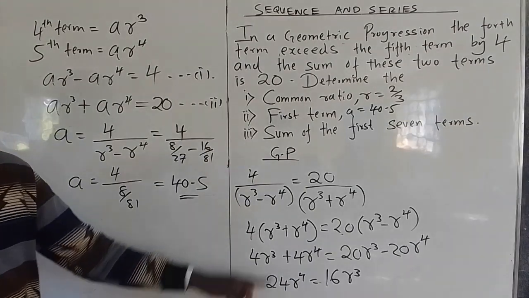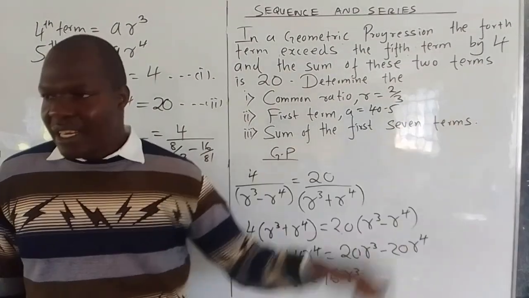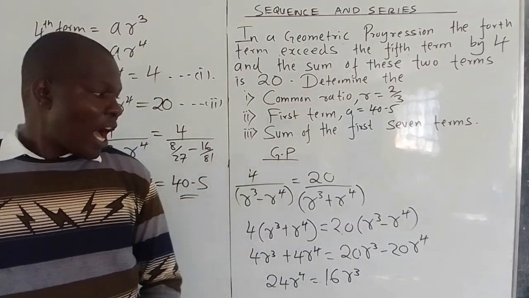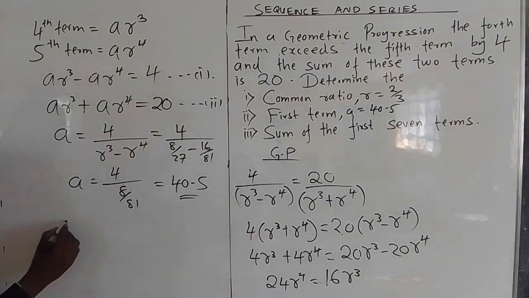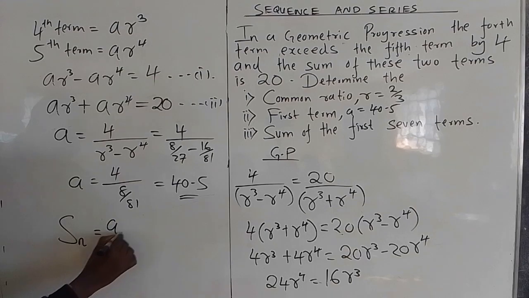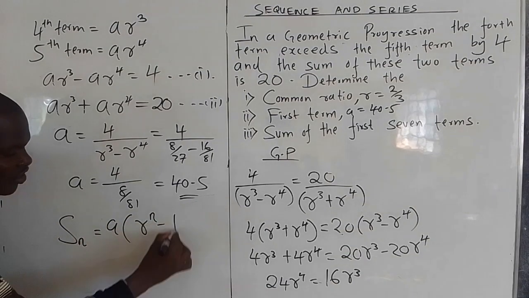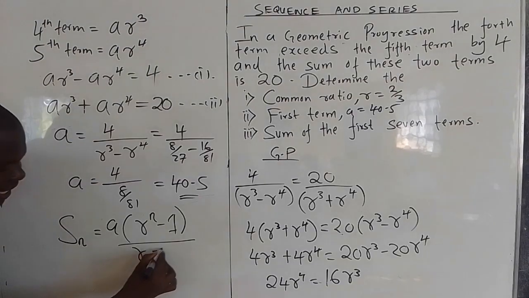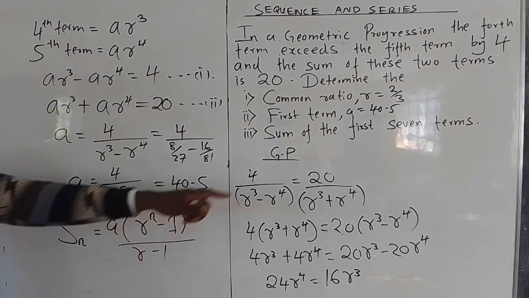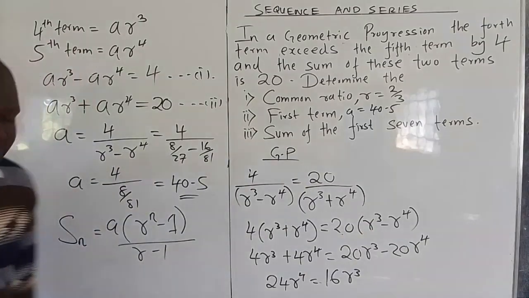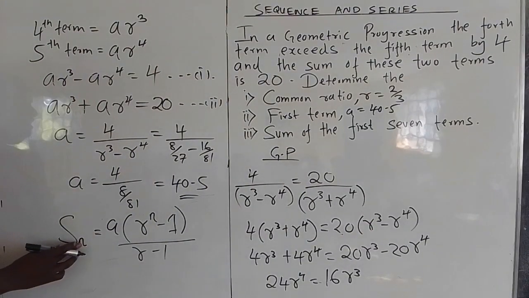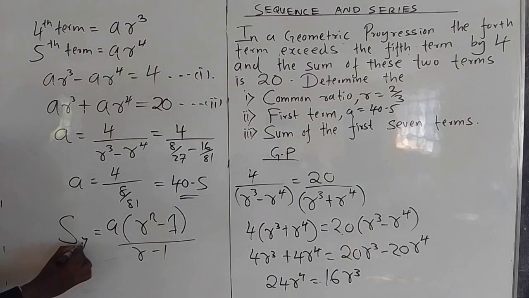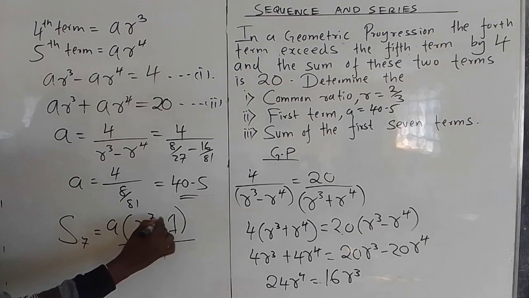So what else do they want you to get? The sum of the first 7 terms. So how do we get the sum of n terms of a geometric progression? You found it to be a(r^n - 1) over r - 1. So when they talk about the first 7 terms, where there is n, you put 7.